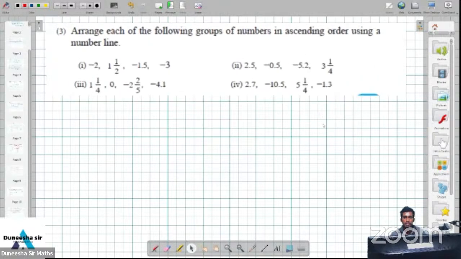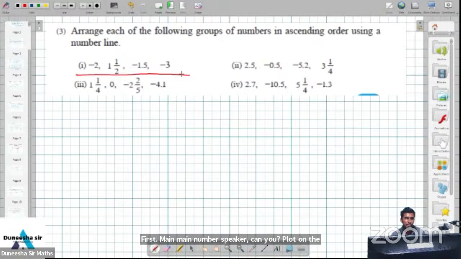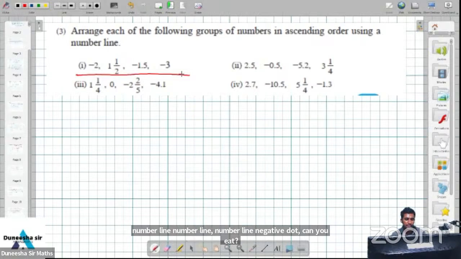Arrange each of the following groups of numbers in ascending order using a number line. Can you do it? Okay. First, plot the numbers on the number line, and then write the order of the ascending. Can you do it?